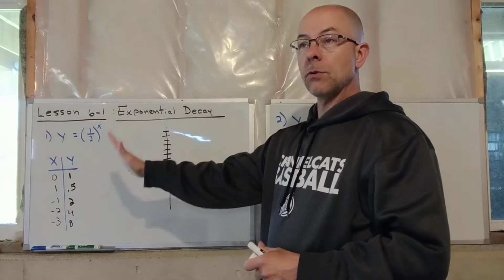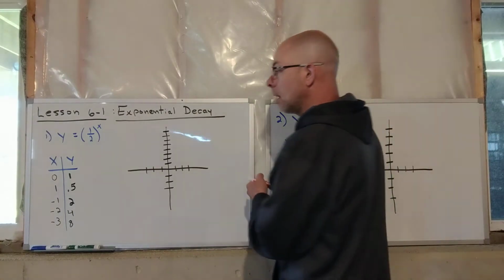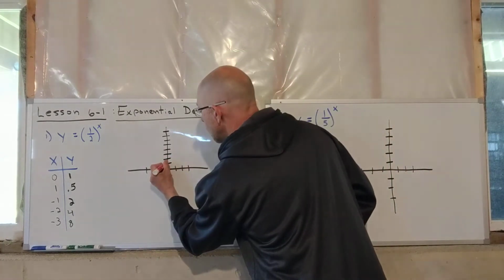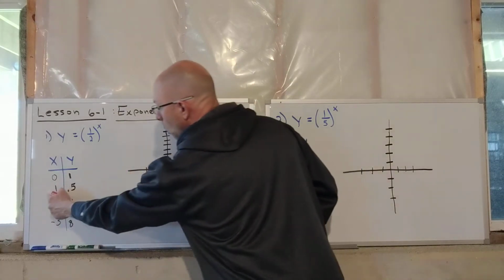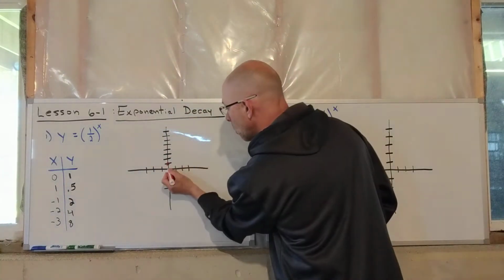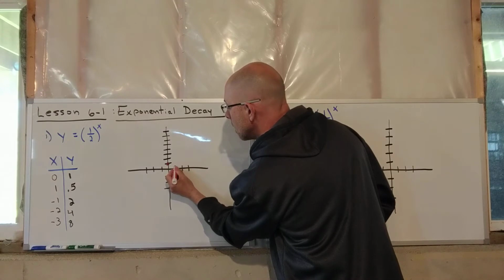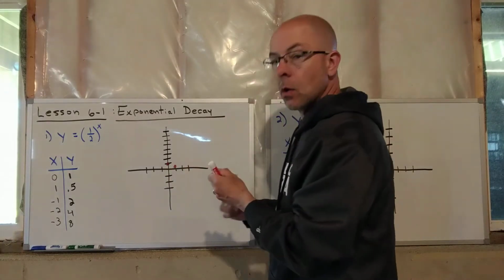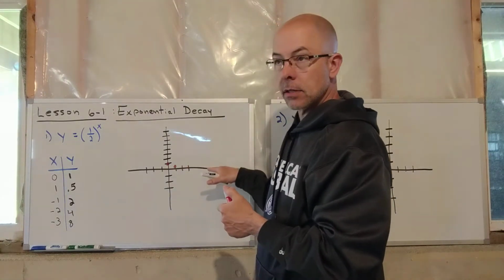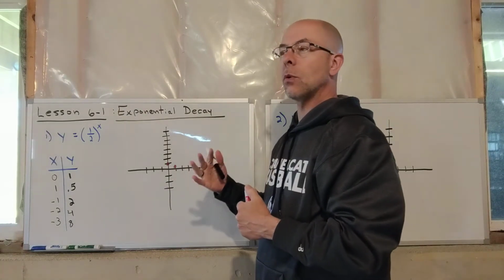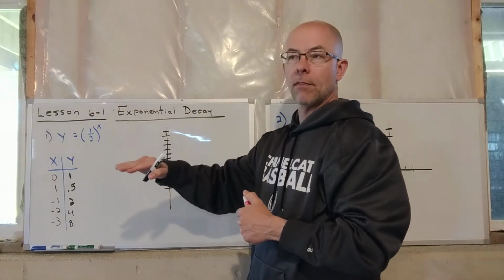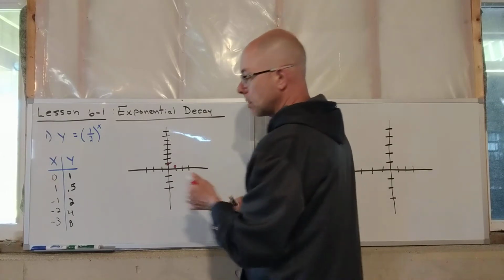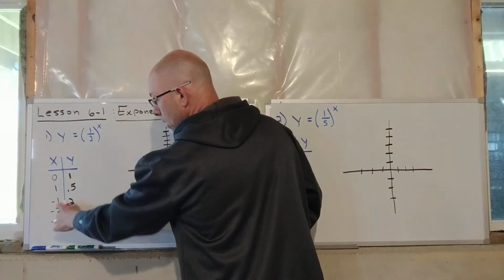So now we plot those points. 0, 1 being right there. 1 and 0.5. 1 to the right, 0.5 up. See? Just like last week. We will not cross the x-axis. We get close and, I think the word I used last week was, just hover above it. Plot these other ones. This is -1, 2. 1 left, 2 up.